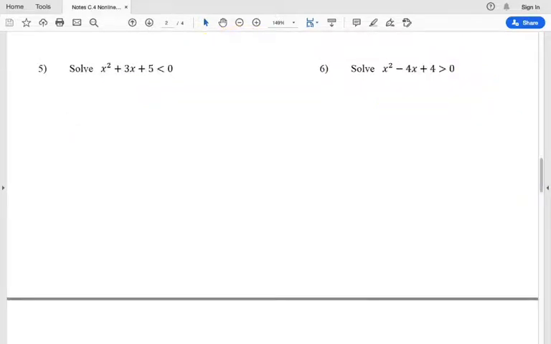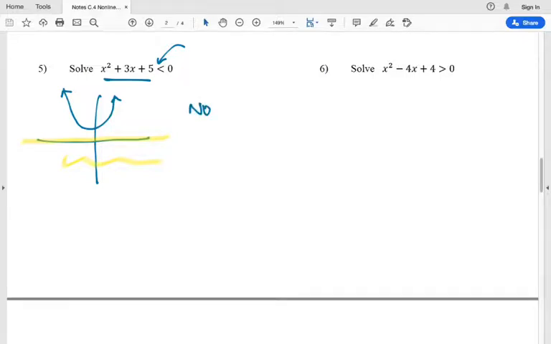Okay, on this one, again, that does not factor. So if you were to graph it, it would look something like this again. We're looking for where it's less than 0. Well, it's never less than 0. Less than 0 is down here somewhere, and it's never down there. So this would be no solution. You could write it out like this. The math symbol we usually use for that would look something like that. So it's no solution there. It's never less than 0.